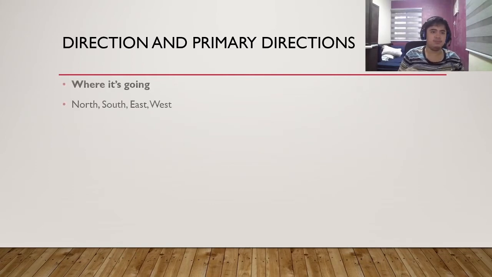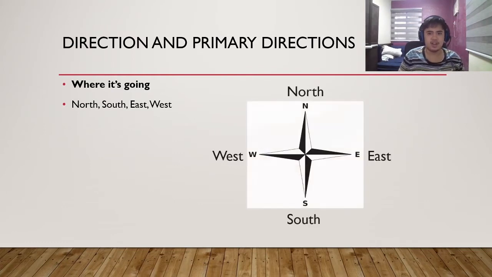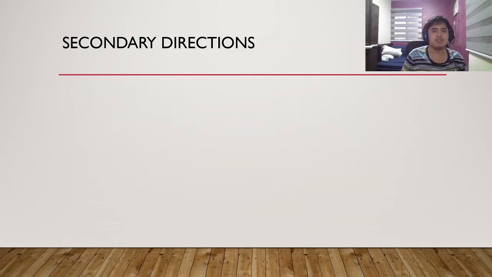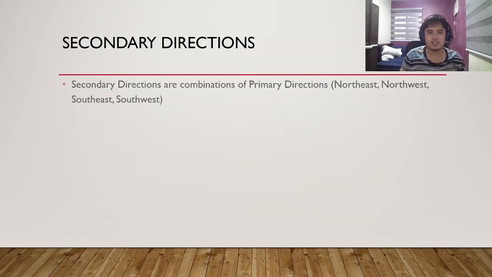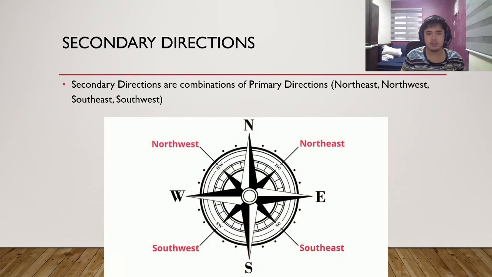Directions. What are directions? Basically, it answers the question, where is it going? It can go north, south, east, or west, as shown in here. You can see this in compasses and maps. Secondary directions are basically combining primary directions. For example, northeast, northwest, southeast, and southwest.